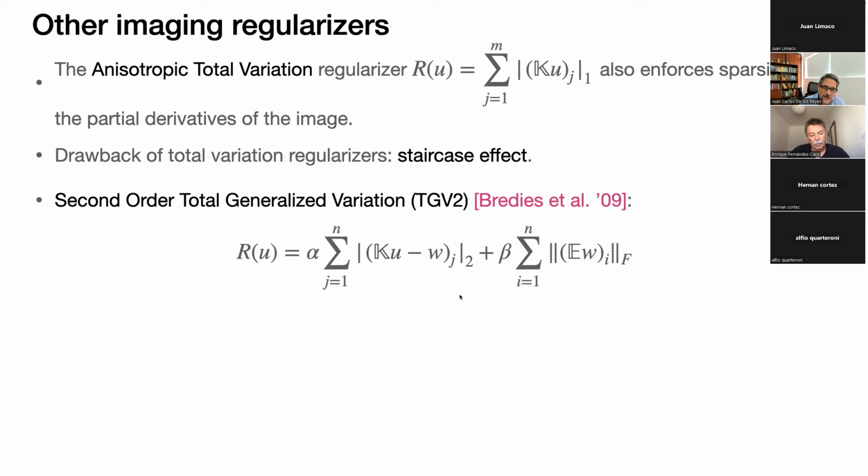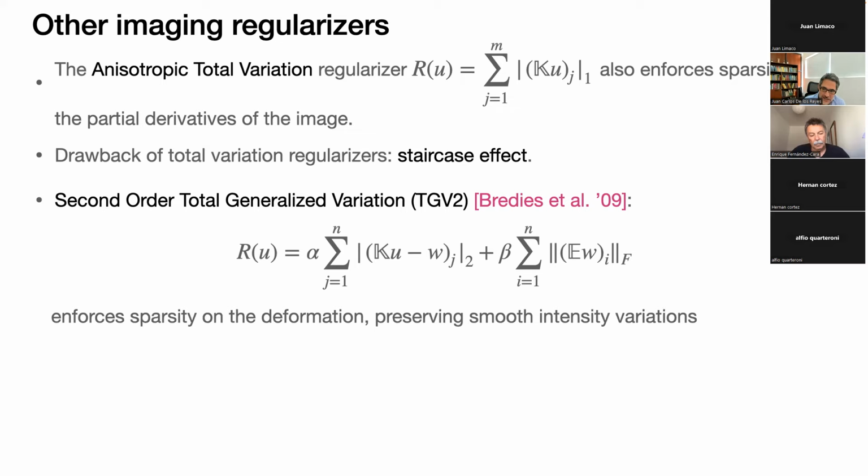part. And the one is you include an additional variable W, which is matching actually the gradient of U, but apart from that you get the symmetrized gradient of this artificial variable. So by using this last term, you enforce sparsity on the deformation. And that means you try to preserve smooth intensity variation. So you get reconstructions which are basically piecewise linear. And this is, for certain types of images, the right object to consider.